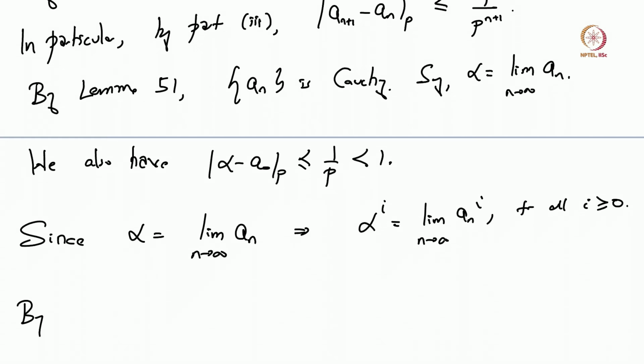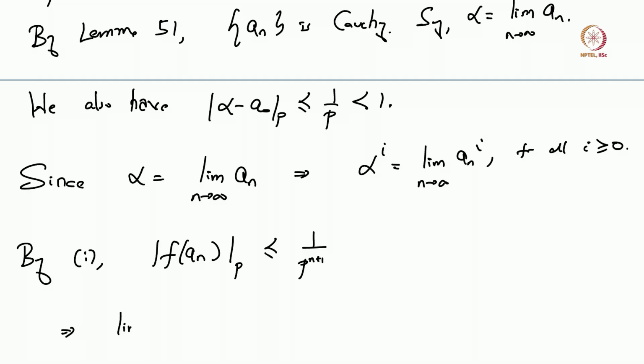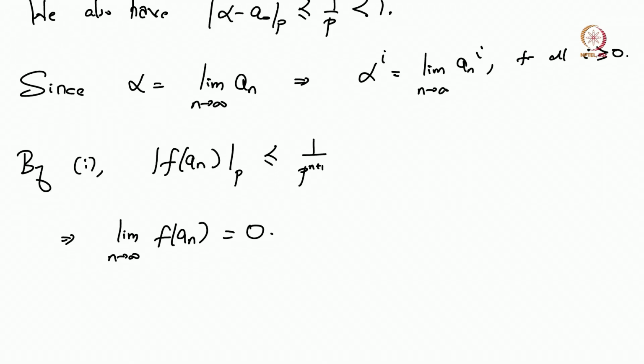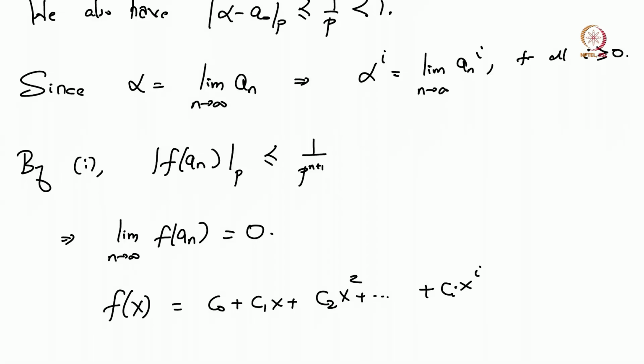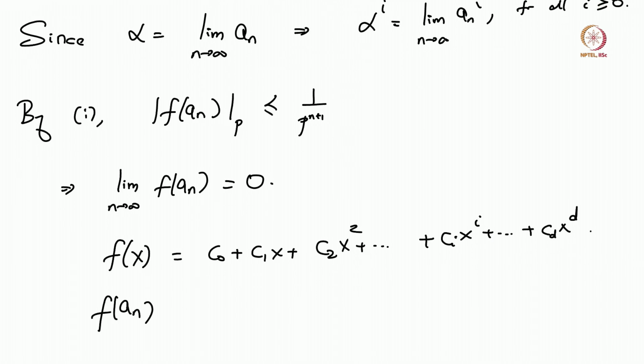Okay. Now by part 1 we have that the periodic absolute value of f of a_n is less than or equal to 1 over p raised to n plus 1, and so this just means that the limit as n goes to infinity of f of a_n equals 0. Now what's f of x? Suppose you write f of x as c_0 plus c_1 x plus c_2 x squared, and so on, all the way up to c_d x raised to d. f of a_n equals c_0 plus c_1 a_n plus c_2 a_n squared, and so on and so forth.